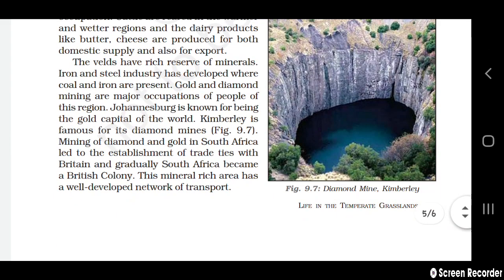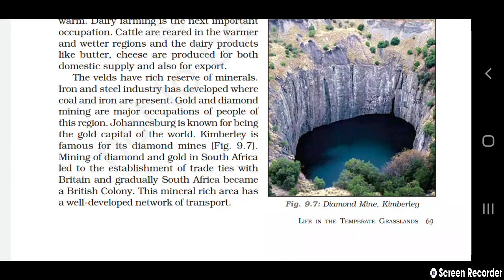The fields have rich reserves of minerals like iron, and the steel industry has developed where coal and iron are present. Gold and diamond mining are also major occupations for the people in these regions. Johannesburg is known as the golden capital of the world, and Kimberley is famous for its diamond mines. Mining of diamond and gold in South Africa led to the establishment of trade. The ties between the British grew, and gradually South Africa became a British colony, and the mineral rich area has a well developed transport network.